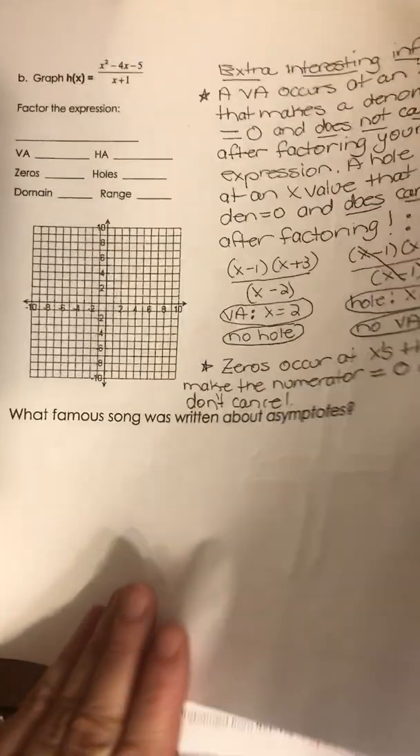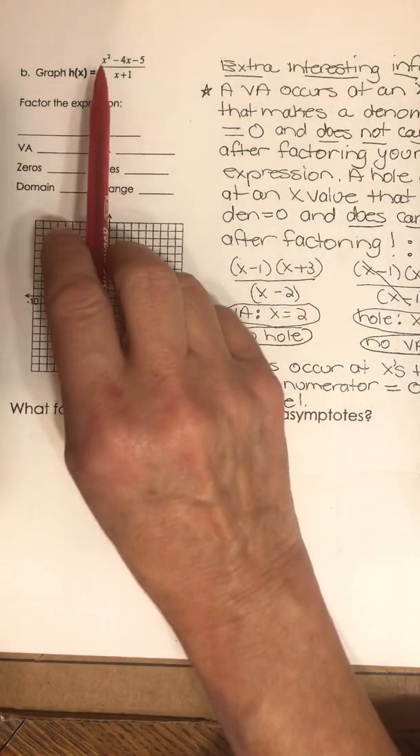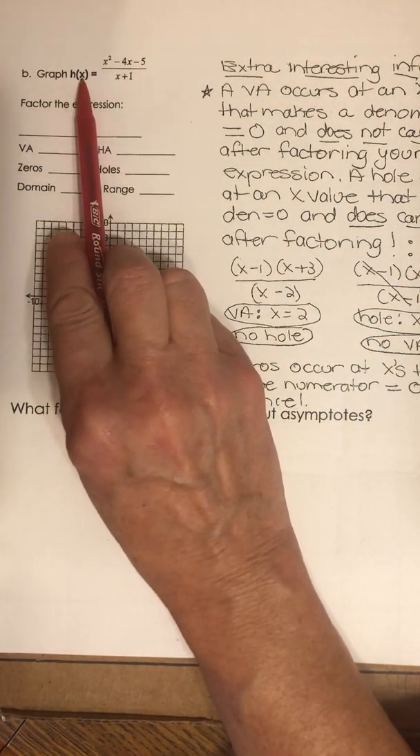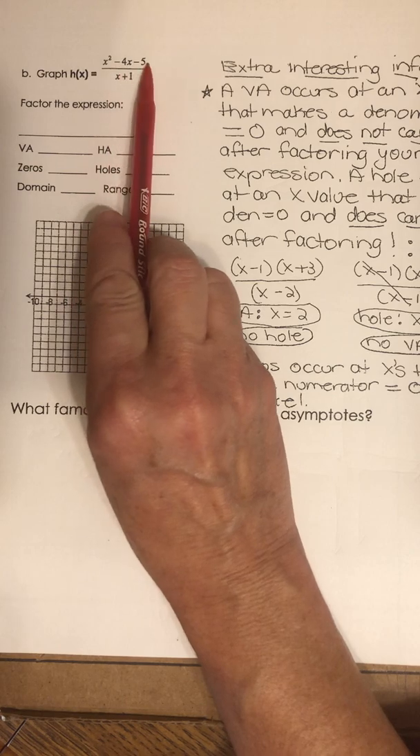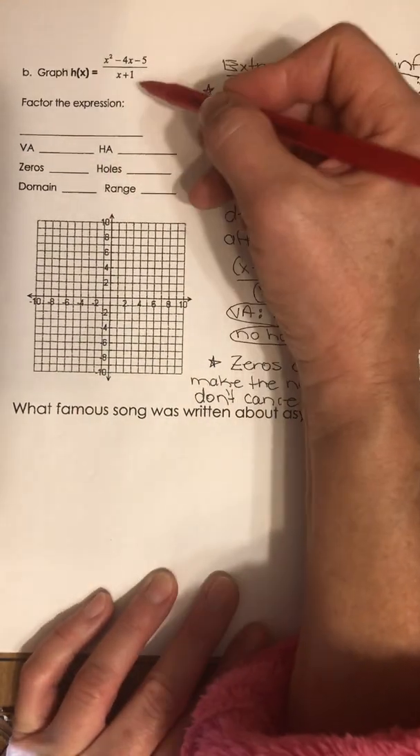Of course, this one's going to have a hole in it because we need to be able to see some holes, right? Okay, here we go. We are going to graph h of x equals (x squared minus 4x minus 5) over (x plus 1). Let's first factor the expression.